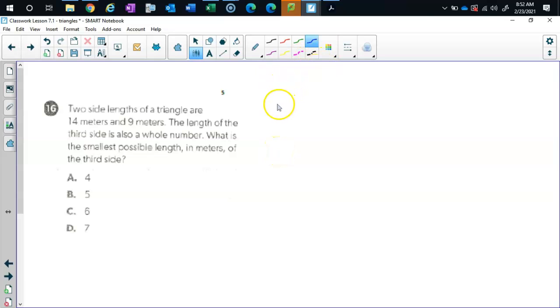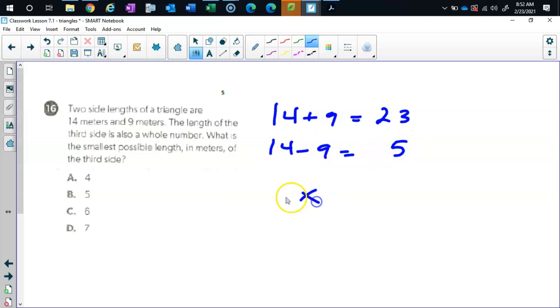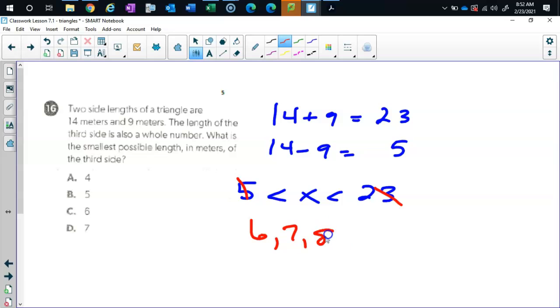All right, what you should have done is taken our two sides that we've been given and add them. 14 plus 9 is 23, and subtract them. 14 minus 9 is 5. So our third side X has to be greater than 5 and less than 23. Now, remember, it cannot be 5 or 23. It has to be in between them. So what is the smallest whole number that is between 5 and 23? It would be 6. I would have 6, 7, 8, and so on, up to 22. So 6 is the smallest possible length of the third side.